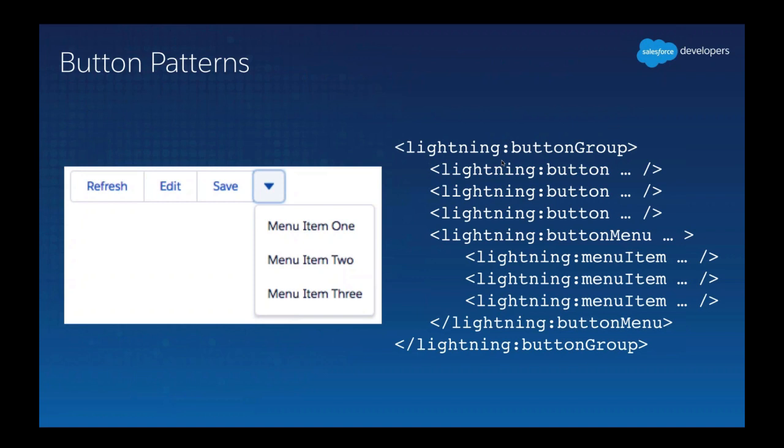So, for example, here I have a Lightning button group on screen. And you notice in the code there to the right, it's got 3 buttons and then another button menu, and inside of that some menu items. So again, very familiar patterns that you and I as developers are familiar with and can very quickly adopt.